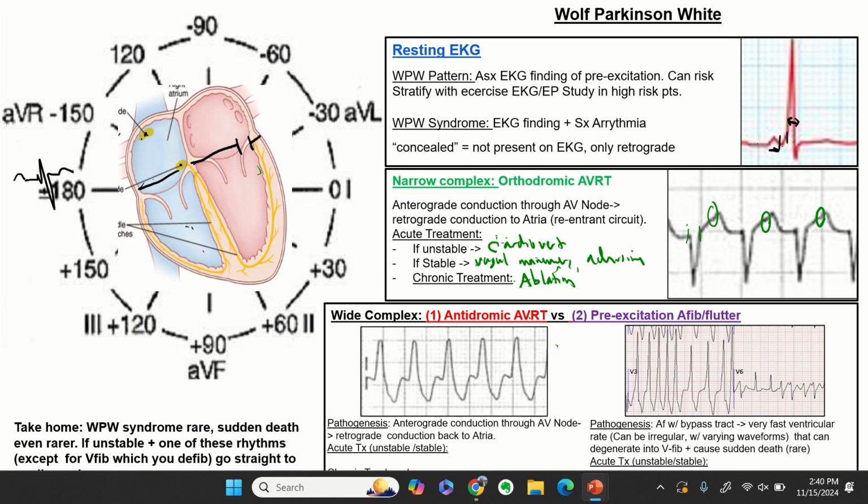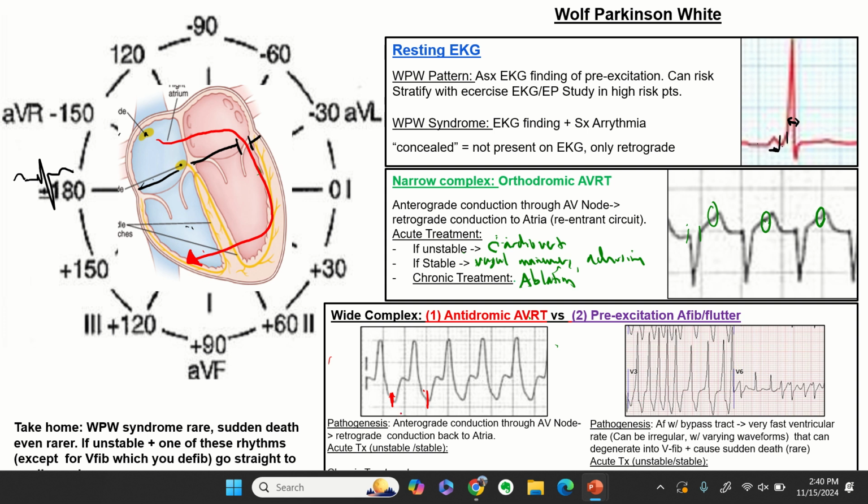So what's going on with this? Antidromic AVRT is not going the correct way. It's going from the AV node through that bypass track, and then you have myocyte to myocyte conduction through your ventricles, which is going to be inefficient conduction, and it's going to give you this wide complex tachycardia that you see here. It's very wide because it's not going down the His-Purkinje system.